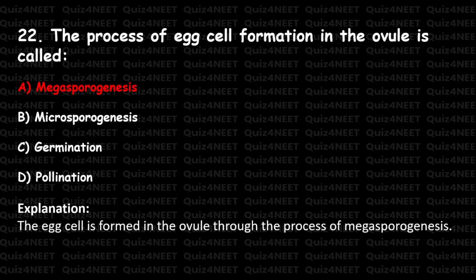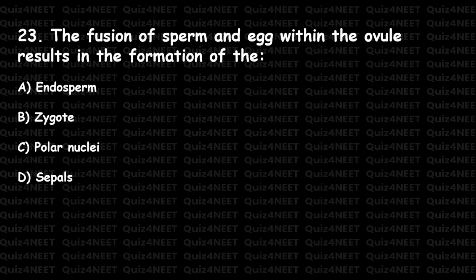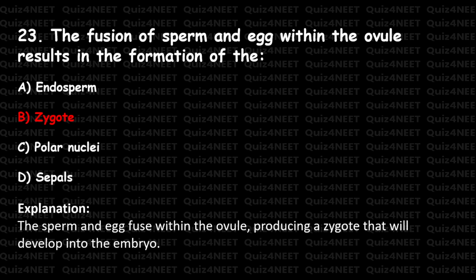Explanation. The egg cell is formed in the ovule through the process of megasporogenesis. 23. The fusion of sperm and egg within the ovule results in the formation of the A. endosperm, B. zygote, C. polar nuclei, D. sepals. Right answer, zygote. Explanation. The sperm and egg fuse within the ovule, producing a zygote that will develop into the embryo.